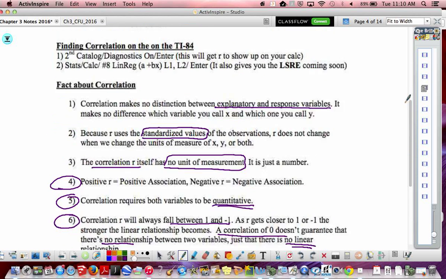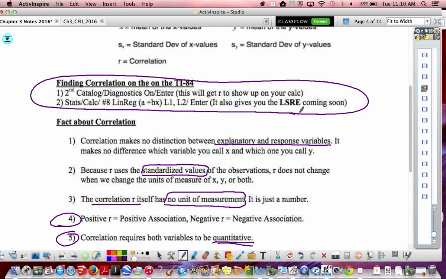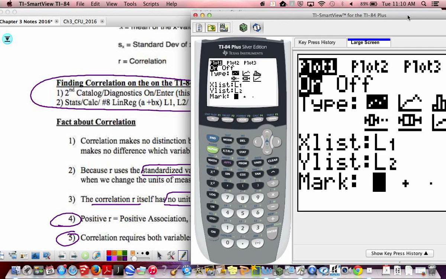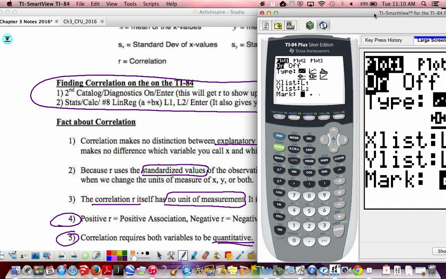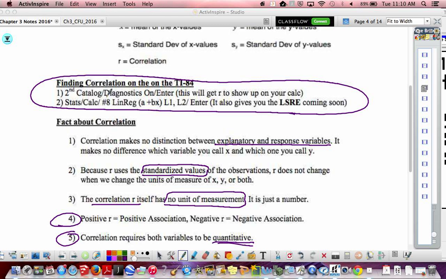Now, let's talk about how we get these values on your calculator. Here are your directions right here, and I'm going to pull up my calculator too. We'll go through some examples in just a second. But one thing I want to make sure you do is have your diagnostics on. The correlation coefficient only shows up if diagnostics is on.